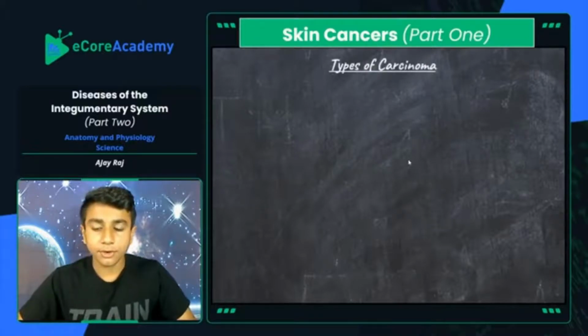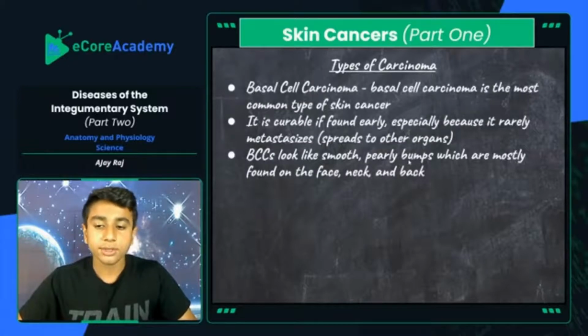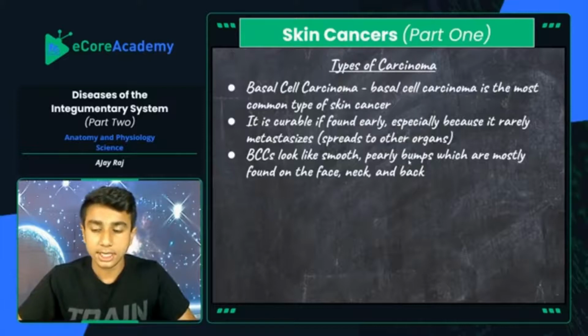So let's look at types of carcinoma. And carcinoma basically is just another way of saying skin cancer. So we have basal cell carcinoma, our first type of carcinoma, and basal cell carcinoma is the most common type of skin cancer. And just to give you a bit of background with skin cancers, skin cancer is actually the number one most common form of cancer in the United States, and that's specific to the United States. And the reason being is it has many different levels of severity.